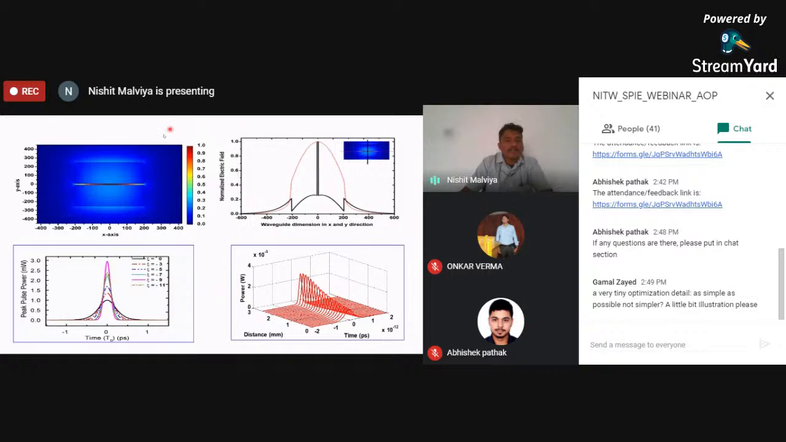Next, I will discuss the results of this horizontal slot waveguide. This is the horizontal slot waveguide, and this is the electric field distribution of our horizontal slot waveguide, and this is the peak compressed over there. We utilize the Schrodinger equation to find out how the pulse evolves as it moves from zero distance to another.